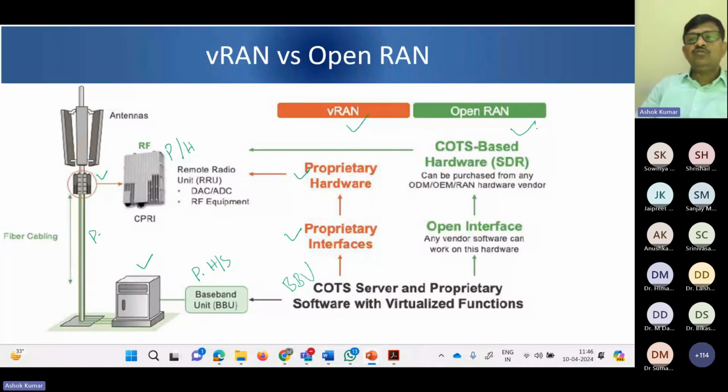And what is open RAN? In the case of open RAN, RF is also open RF, based on COTS hardware. And then you have the interface also as open, and the BBU is also virtualized. And of course, software is still proprietary, but COTS is virtualized. So this is the concept of open RAN if you compare everything. So that's the basic. Let's go slightly more into detail of these.